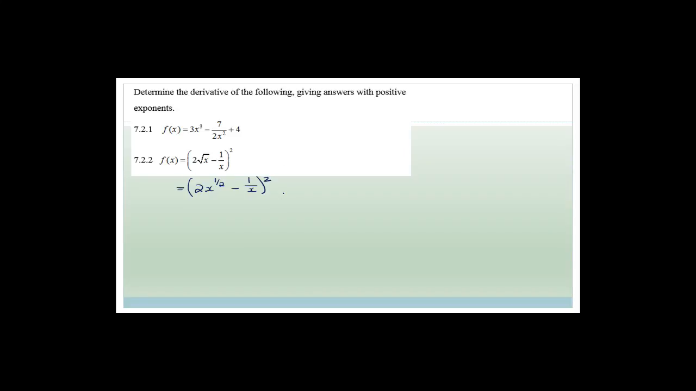Now we need to square it. If you struggle with this, there is nothing wrong with rewriting the bracket and then using FOIL. So it's 2x to the half minus 1 over x, and now we are going to use FOIL. First: 2 times 2 is 4. x to the half times x to the half, you add the exponents, and a half plus a half is 1.